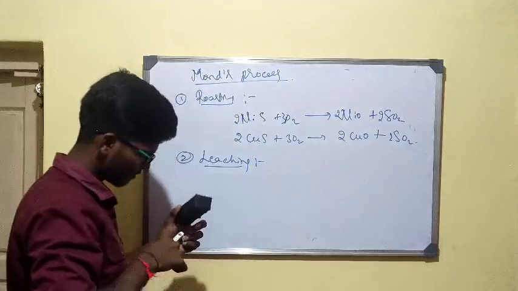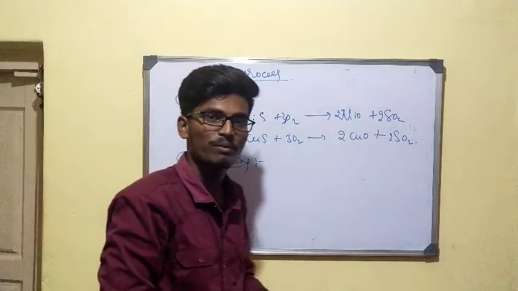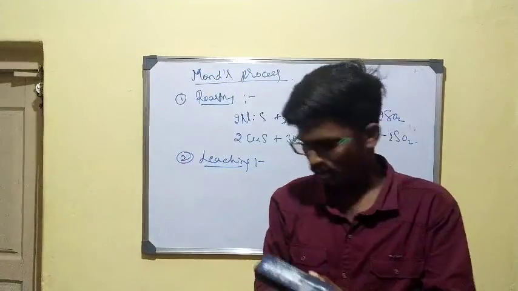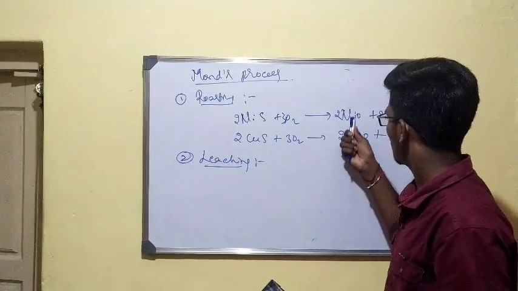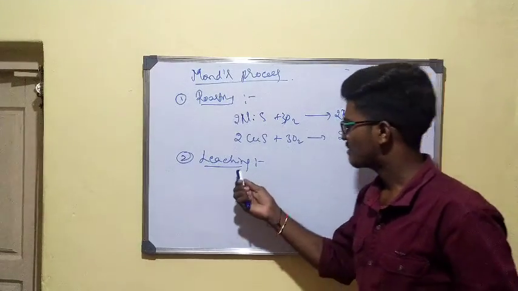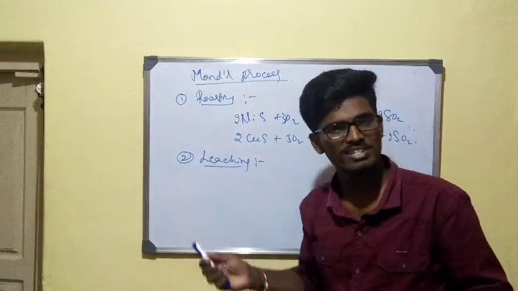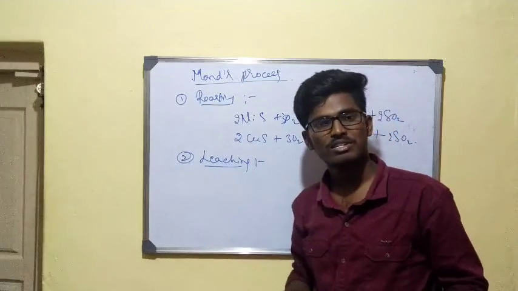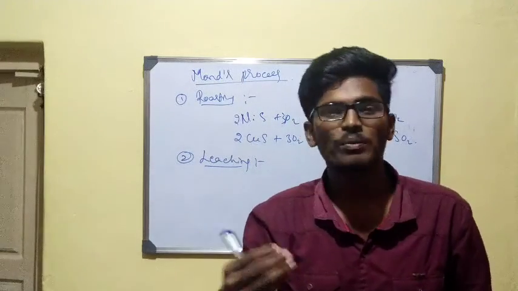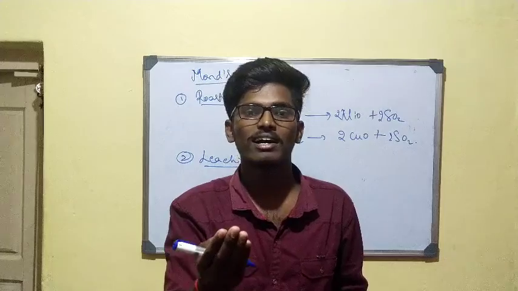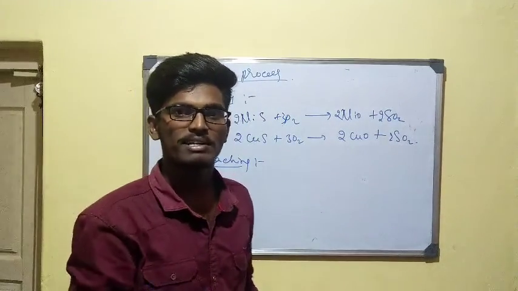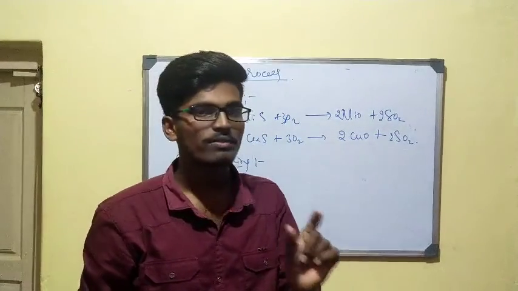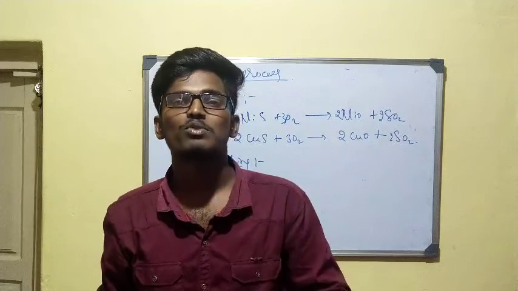Why do I have to use the leaching process? You have a mixture of nickel oxide and copper oxide. Leaching is one of the methods of concentration. It is a chemical method of concentration where you use solvents to concentrate your desired material. Your desired material is nickel. You want to concentrate your nickel. For that you are going to use some solvent.